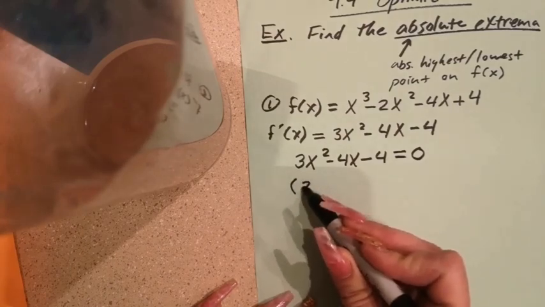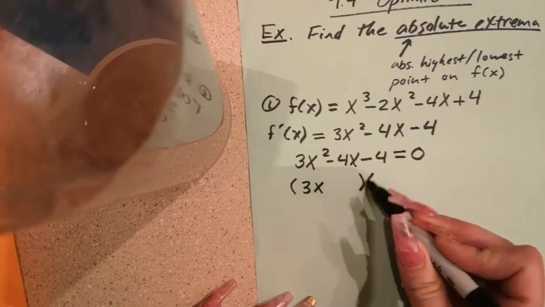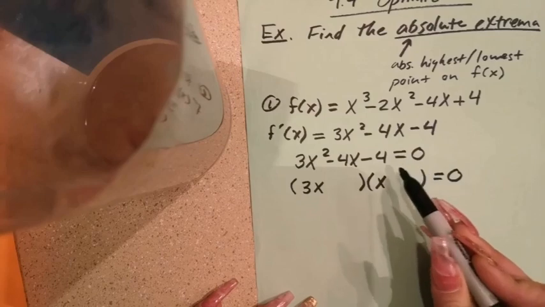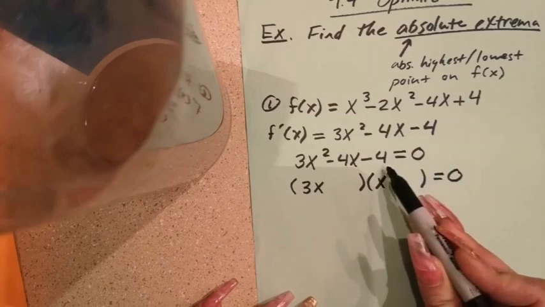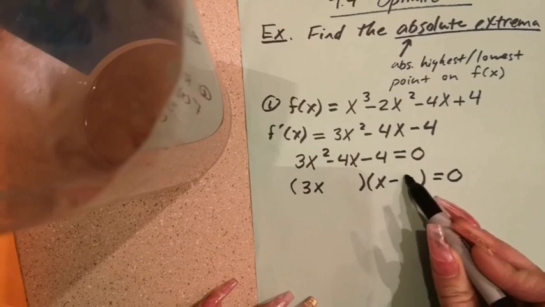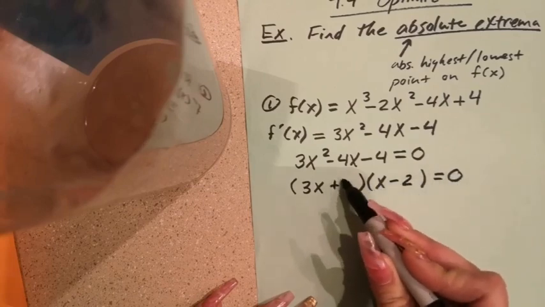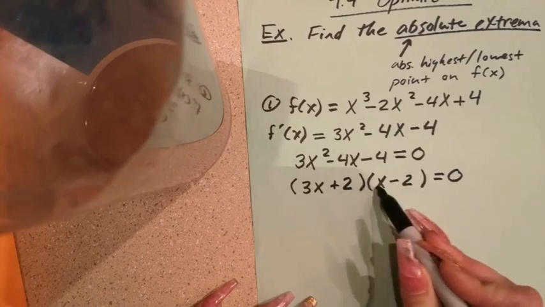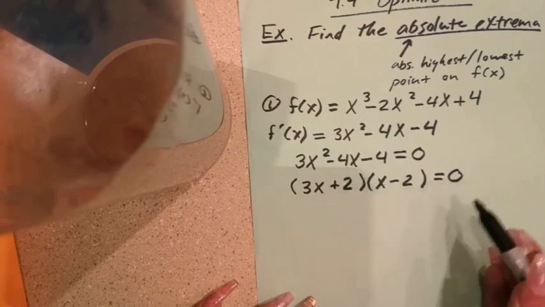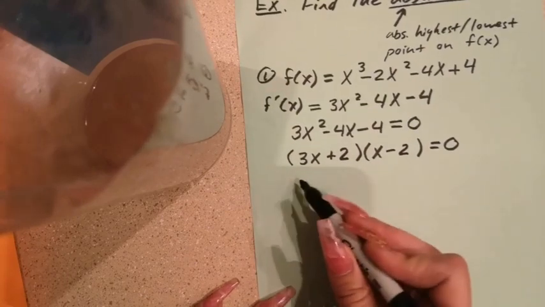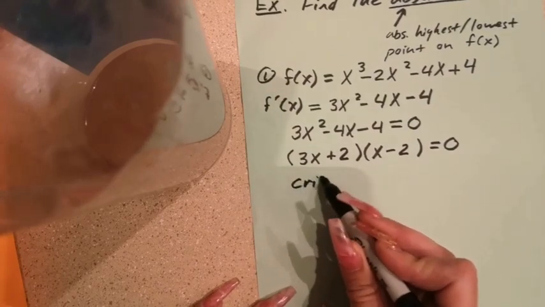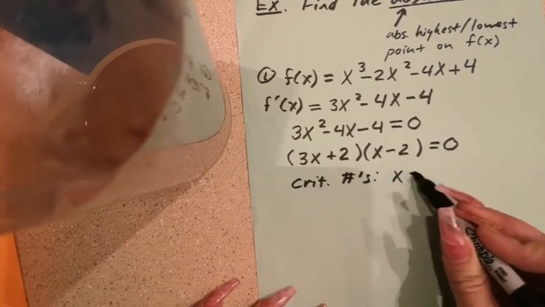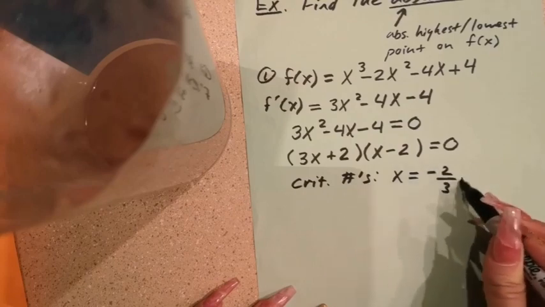So then I have to factor this. I need a 3x and an x. Multiplies to 4, maybe, would it be minus 2 and plus 2? Let's see if that works. So that would be 3x squared, minus 6x plus 2x is minus 4x, minus 4, looks correct. So my critical numbers for this polynomial are negative 2/3 and 2.